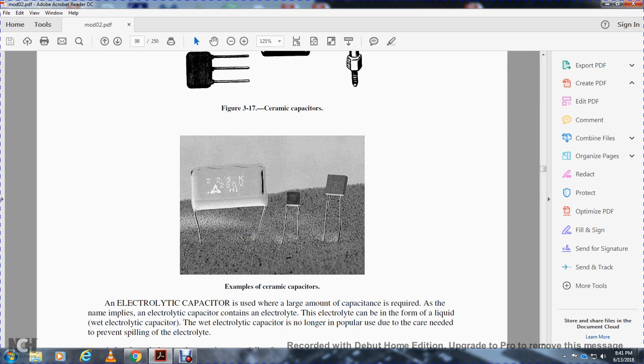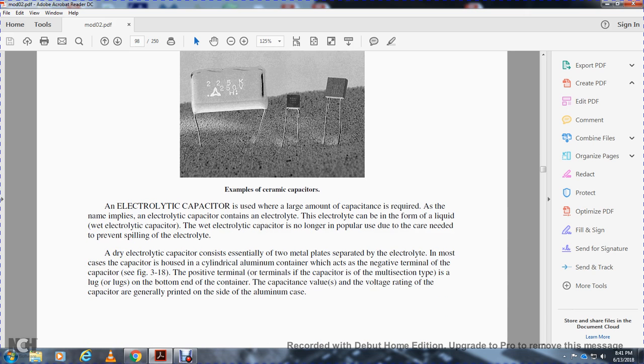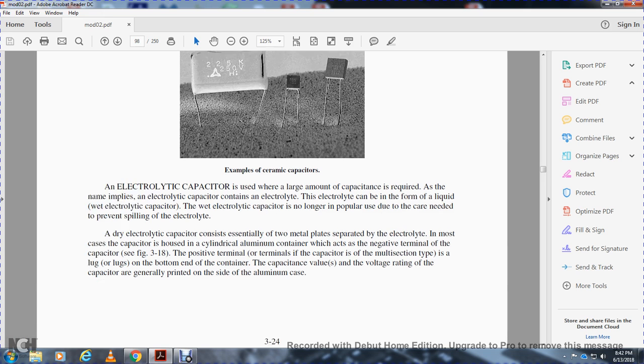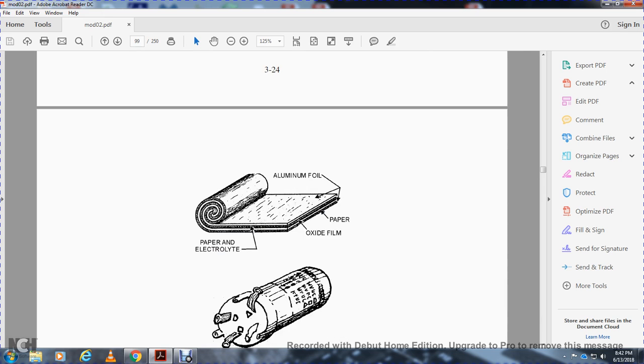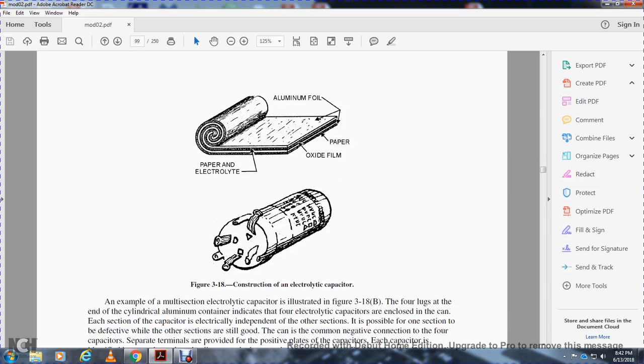Electrolytic capacitors are used when a large amount of capacitance is required. As the name implies, an electrolytic capacitor contains an electrolyte. The electrolyte can be in liquid form, as in a wet electrolytic capacitor. Wet electrolytic capacitors are no longer in common use because of the care needed to prevent spilling of the electrolyte. Dry electrolytic capacitors are essentially two metal parts separated by electrolyte. In most cases, the capacitor has a cylindrical aluminum container which acts as the negative terminal. The positive terminal, or terminals if it is a multiple section type, is on the lugs at the bottom end of the container. The capacitance value and voltage rating are generally printed on the side of the aluminum case. So: aluminum foil, paper, oxide film, paper, electrolyte, construction of an electrolytic capacitor.